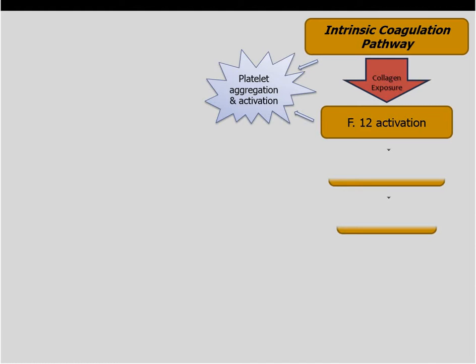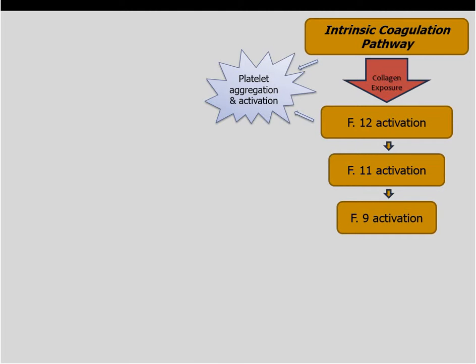Once factor 12 is activated, this in turn causes platelets from the bloodstream to begin to move to the damaged portion of the vessel, and they will stick together and begin to form a platelet plug. Factor 12's activation causes the activation of factor 11, which then activates factor 9.